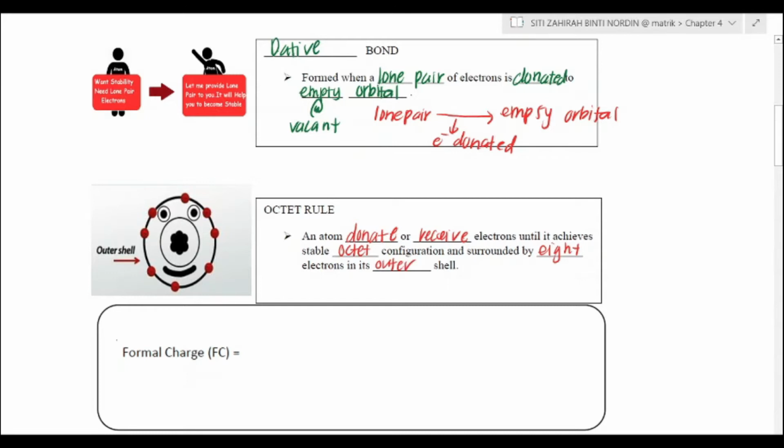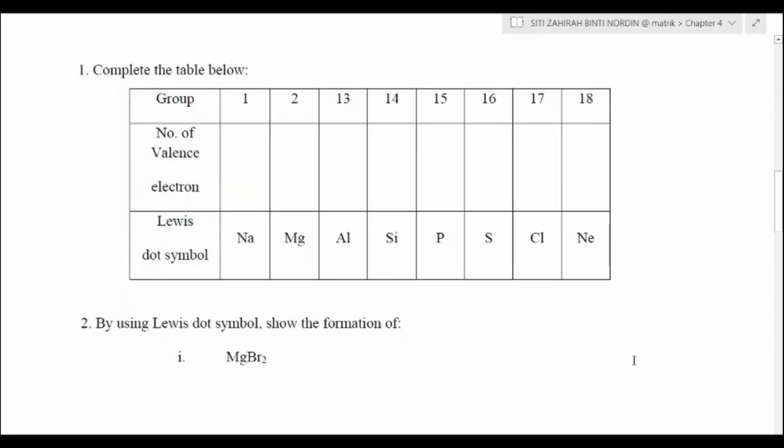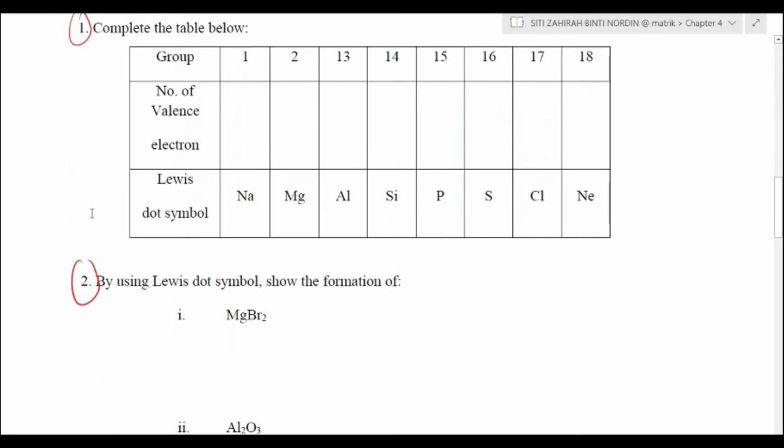The next thing is formal charge. Okay, put a star on it. You have to remember this. It is the number of valence electrons minus the sum of the lone pair electrons plus half of the bonding pair electrons. So for the next questions number 1, 2, and 3, I'm not going to discuss this, okay, because it's already been explained in the lecture videos.